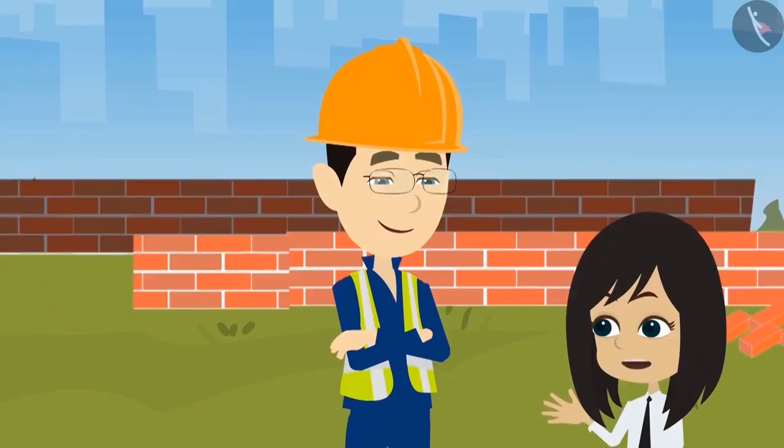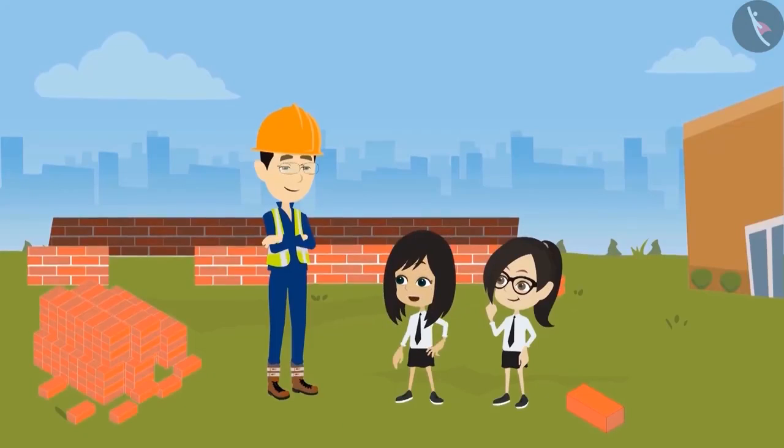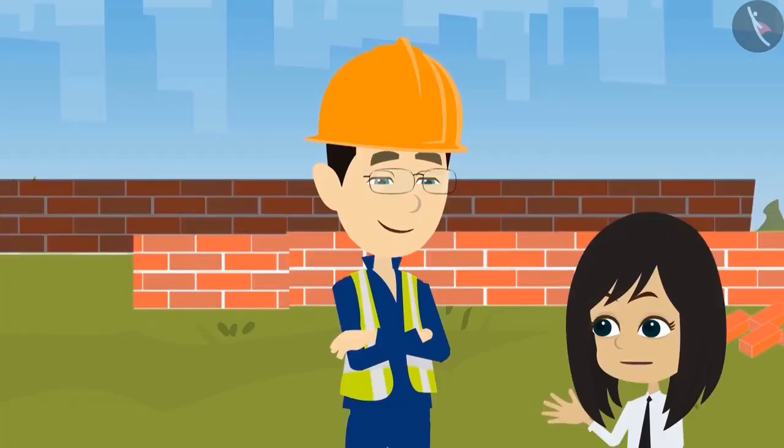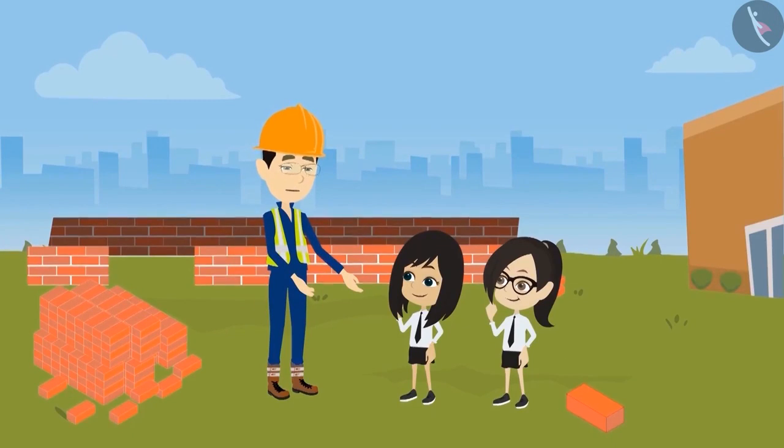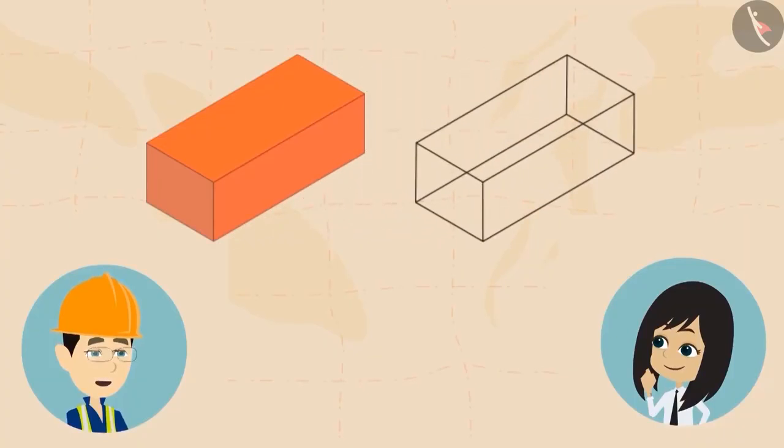Have you understood? Now we have understood. But here all the bricks are of the same shape. Are all bricks of the same rectangle shape? Yes, all the bricks are of this shape, a rectangular box. In mathematics, this shape is called a cuboid.